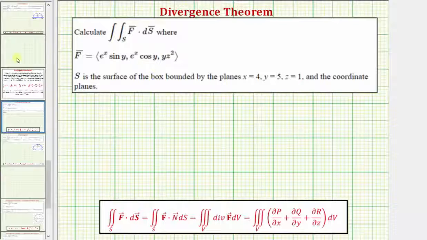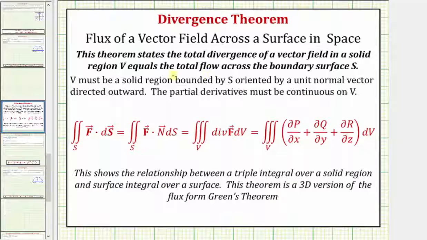Before we set this up, for review, the divergence theorem states the total divergence of a vector field in a solid region V equals the total flow across the boundary surface S. So the region V must be a solid region bounded by S, oriented by a unit normal vector directed outward, and the partial derivatives must be continuous over the region V. Under these conditions, the flux integral is equal to the triple integral over the region V of the divergence of the vector field F dV, which can also be written in this form here.